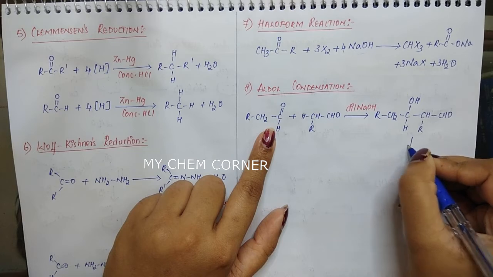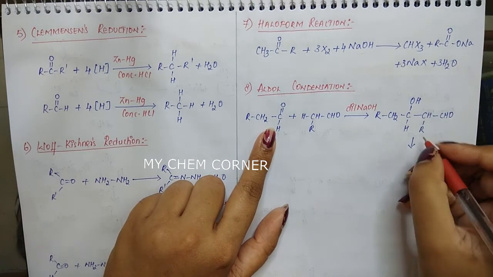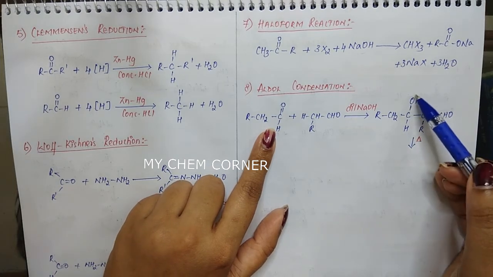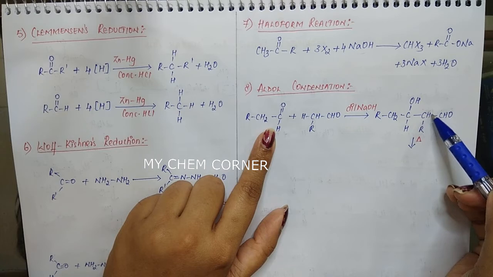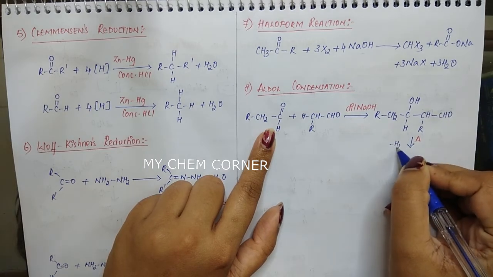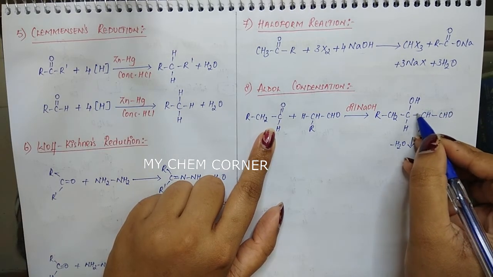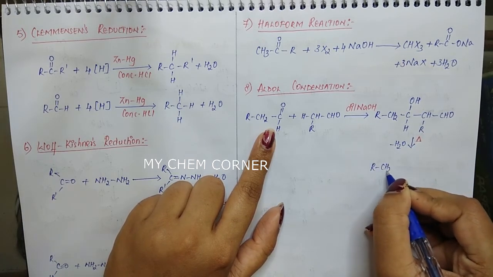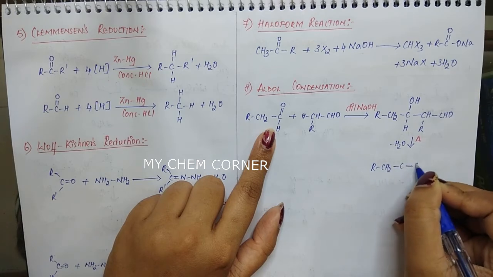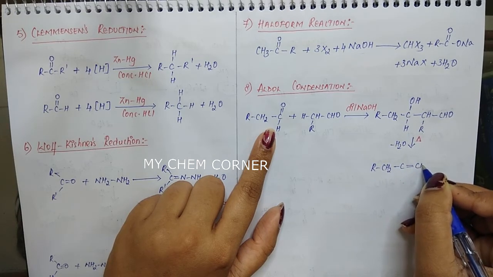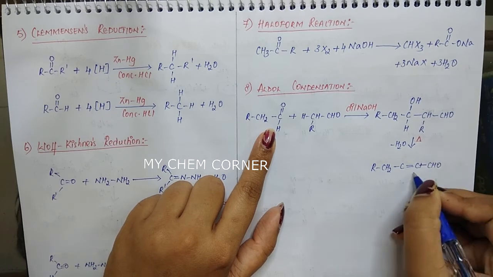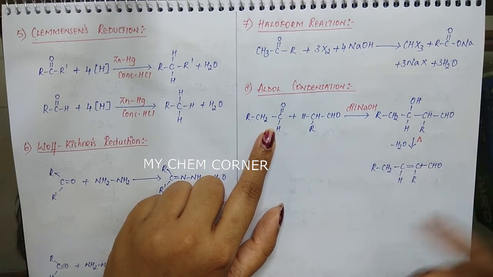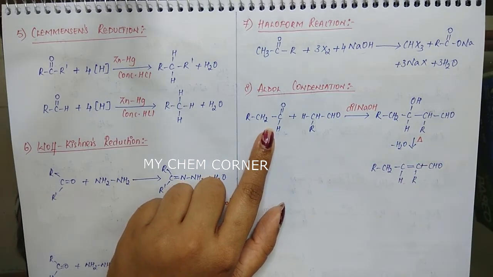Now when I try to heat this, what happens here is, this OH will pick up this hydrogen from here and eliminate a water molecule, and a double bond is formed in between these two carbons. So I have RCH2, this carbon double bonded to the next one, and you have a CHO, and the remaining groups are the same. This is going to be the aldol condensation.